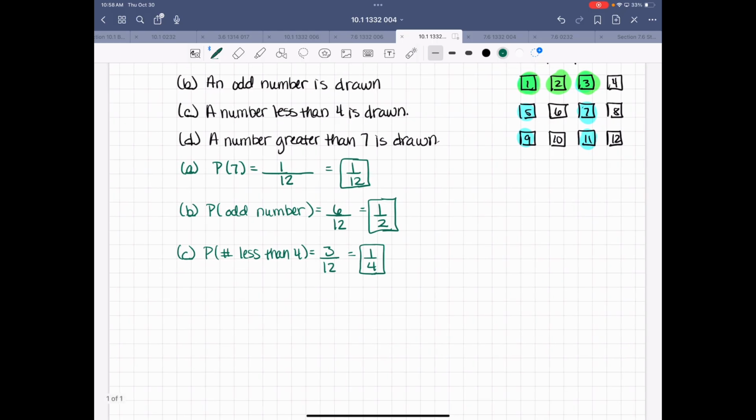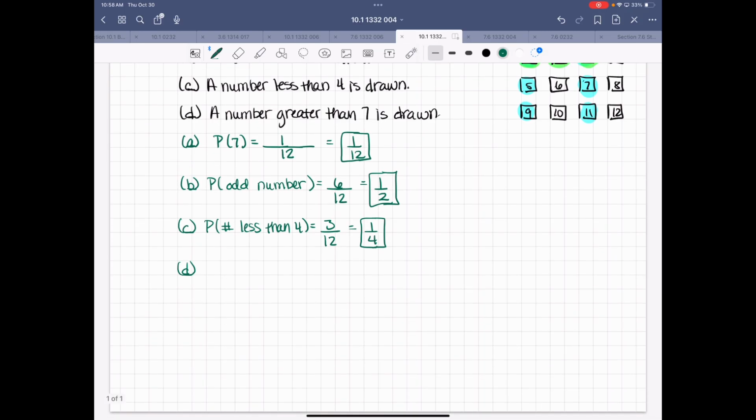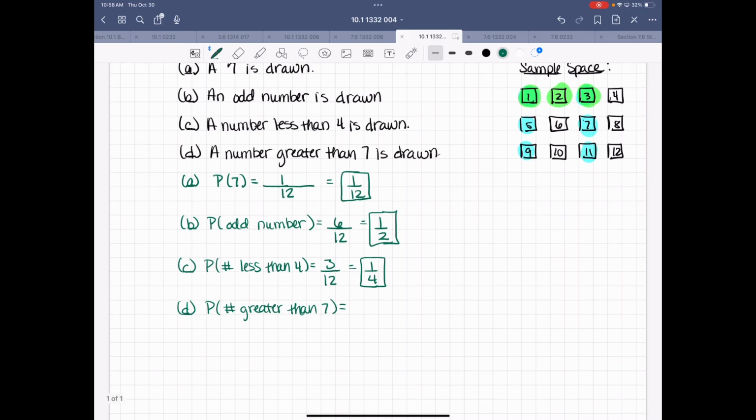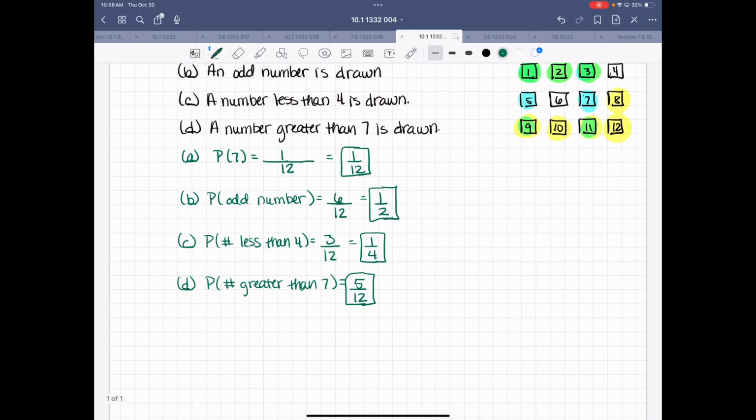And then D says I want a number greater than 7. So the probability that I have a number greater than 7. I'll use yellow. So I've got 8, 9, 10, 11, 12. How many is that? 5 out of 12, right? Nearly 50%, not quite.